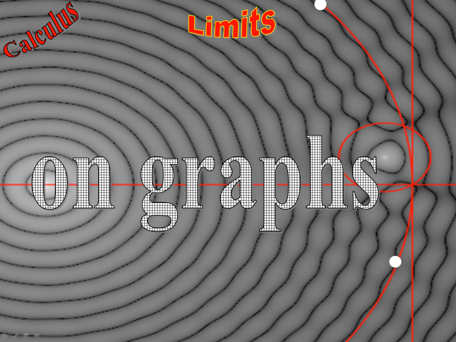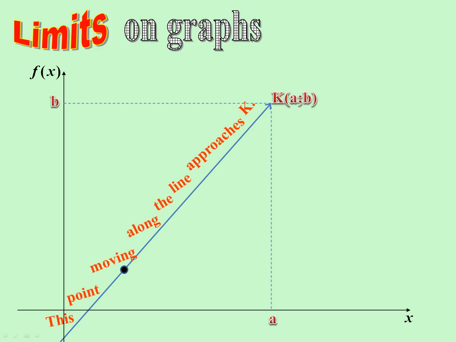Now we're going to look at it pictorially. Points approaching points. There we are. Have a look at this. This is a straight line, and we have a point there that's moving along that straight line towards point K.